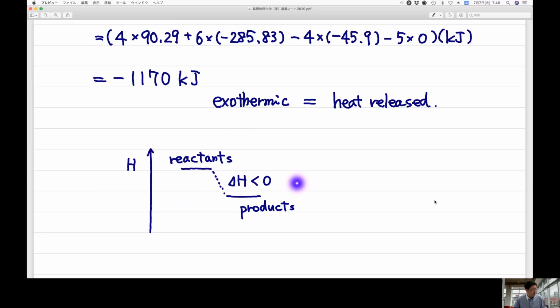Sometimes the opposite type of reaction is observed. That means an endothermic reaction. Delta H is positive. And in that case, the heat is not released. Instead of that, some cooling of the reaction system is observed.